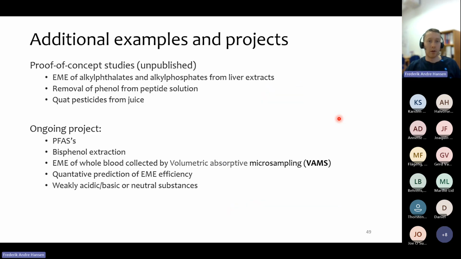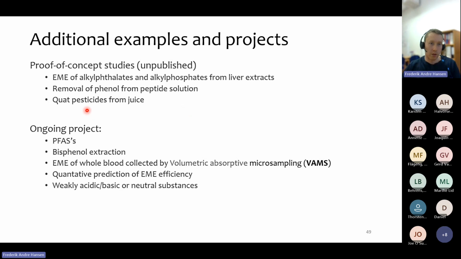I also have a few examples that are unpublished of what we have used it for. We have done a few proof of concept studies, for example, where we have extracted alkyl phthalates and alkyl phosphates from liver extracts, or we have worked on removing phenol from a peptide solution. So this is an example where you don't extract the sample and then are interested in the acceptor solution, but where you have something in the sample that you're interested in removing, and then use the sample for something else.